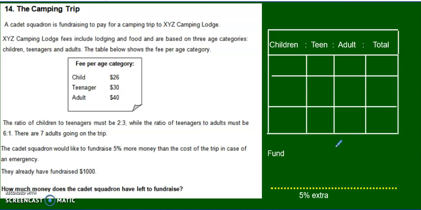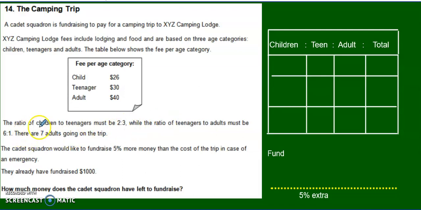And we have to figure out how many children, how many teenagers, and how many adults, so we can figure out how much money we're going to raise, and then we can figure out how much money we have left to raise. Okay, so this is the information over here that's important.